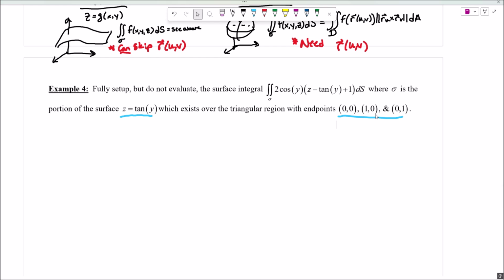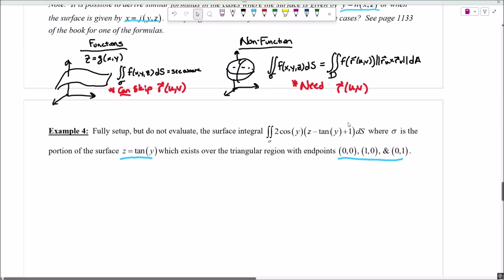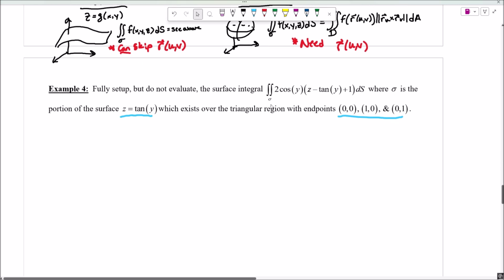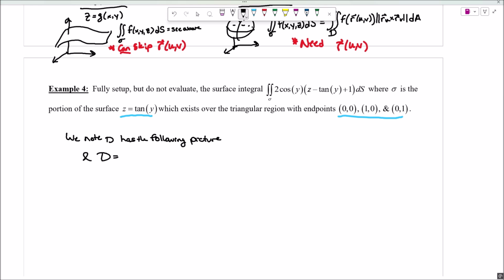And so what I'm going to actually go ahead and do to start here is to just try to think about two important things. First off, what is the region that I'm going to be integrating over? And second, how do I actually want to think about approaching this problem? Let's start actually by just trying to identify the region that we're working with. Okay, so I'll go ahead and say that we note D has the following picture. And I'm going to get ready to define D. It's going to be some set of points down in the xy plane, but I'm not sure which ones yet.